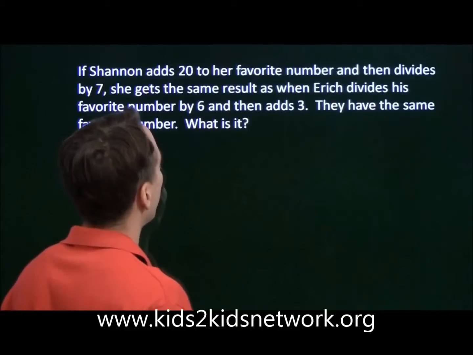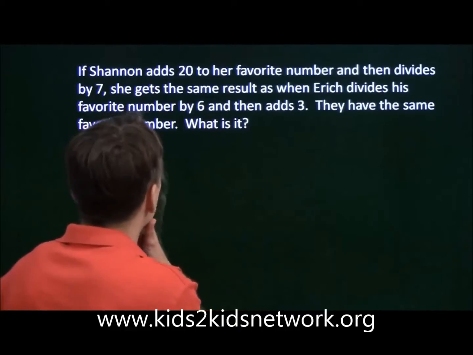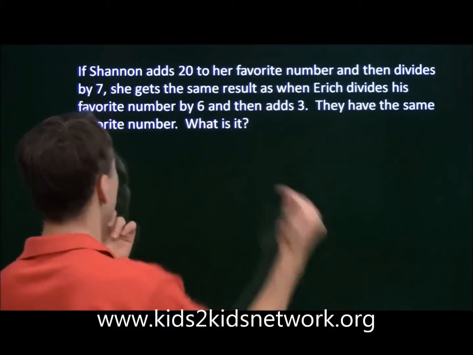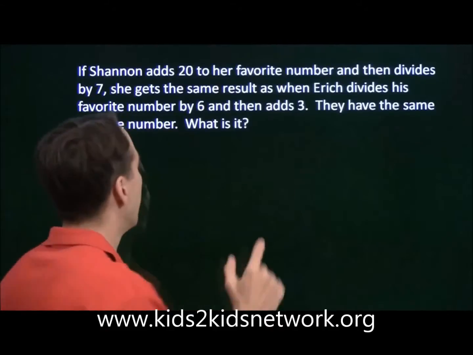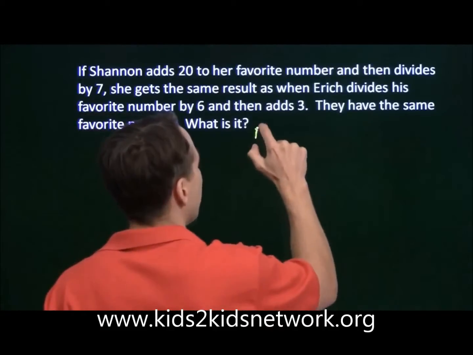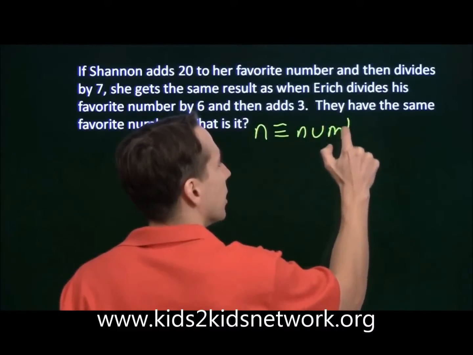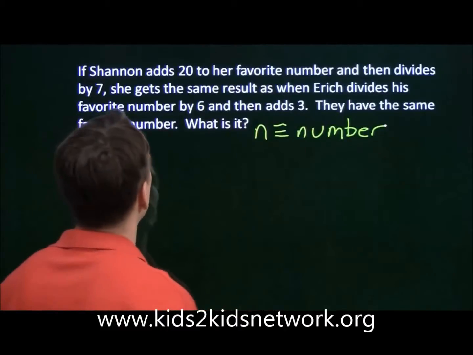Oh, that's a lot more words. All right, so Shannon's going to add 20 to her favorite number and divide by 7. Gets the same thing as when Eric divides his favorite number by 6 and adds 3. But they have the same favorite number. All right, so we've got a variable. We don't know what that favorite number is, but n, once again, is our number. And that's Shannon's favorite number and Eric's favorite number.